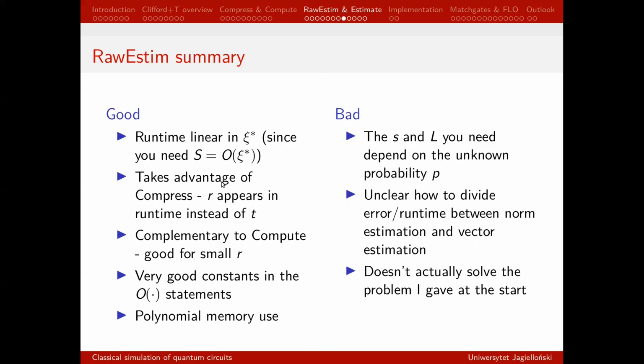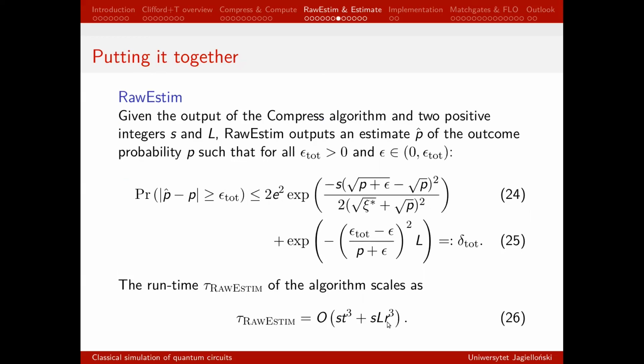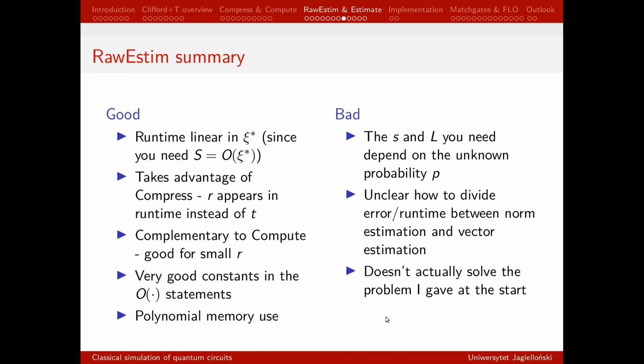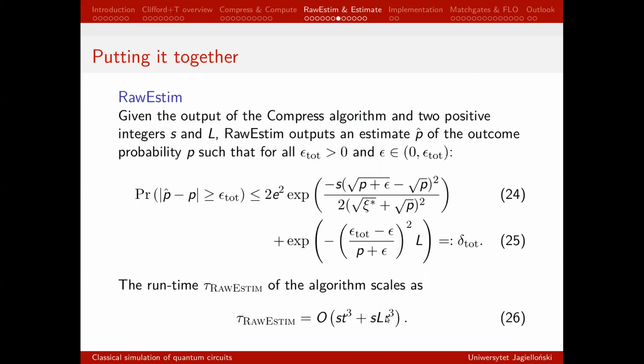The algorithm has this R in it here. It takes advantage basically of the compress algorithm. If we didn't have the compress algorithm from before, this R would be replaced by a T. Oh yeah, I should say the exponential scaling comes because to make this exponential here small, S has to be of order psi star. You expand this denominator out, you get a psi star on the bottom, and you want S to be at least as big as psi star.